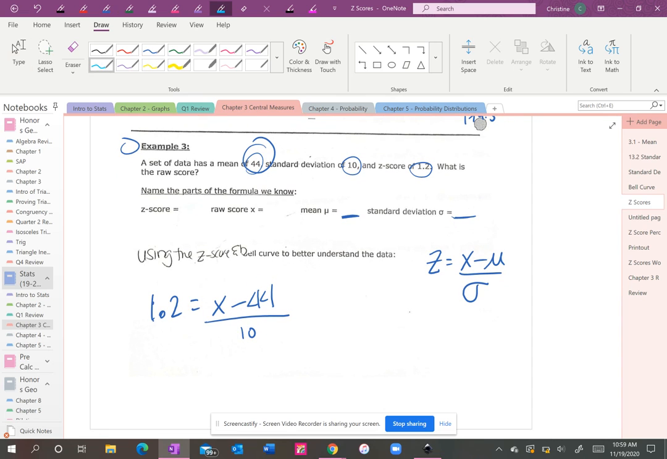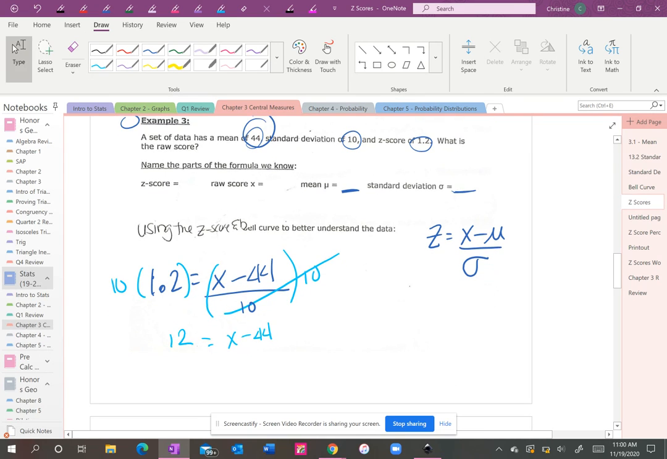So whenever you have a fraction, you can turn it into a whole number by multiplying by the denominator. So on the right-hand side, that becomes x minus 44 over 1. And on the left, 1.2 times 10 is 12. And so x equals, what is that? 56.